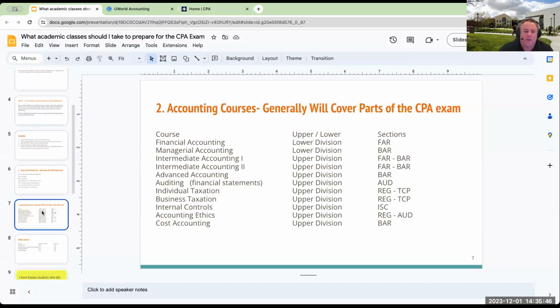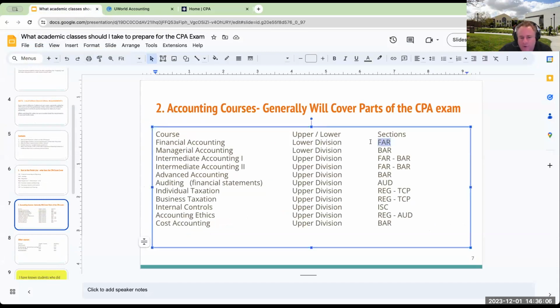So when I look at typical courses at any school, and I kind of made these up, there are definitely more classes, but you're going to start with financial accounting. And financial accounting is generally going to prepare you for FAR.